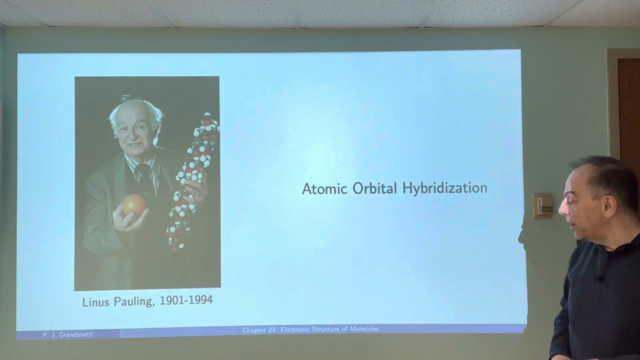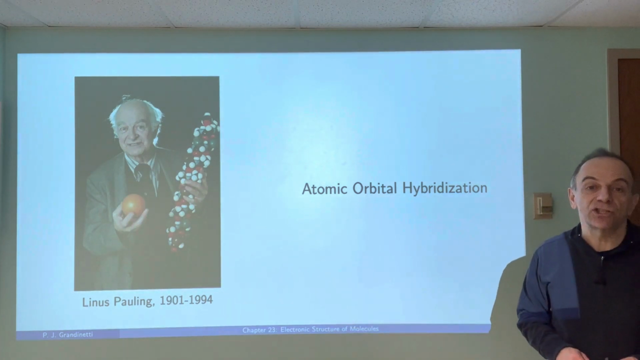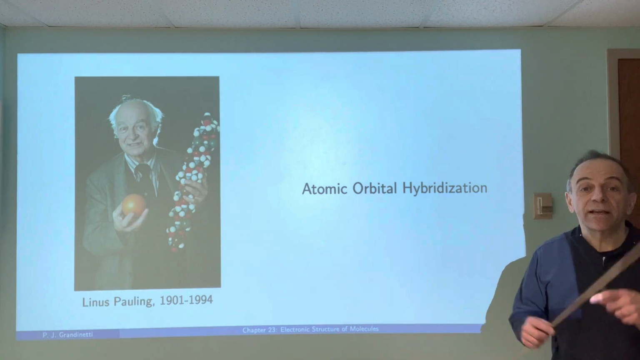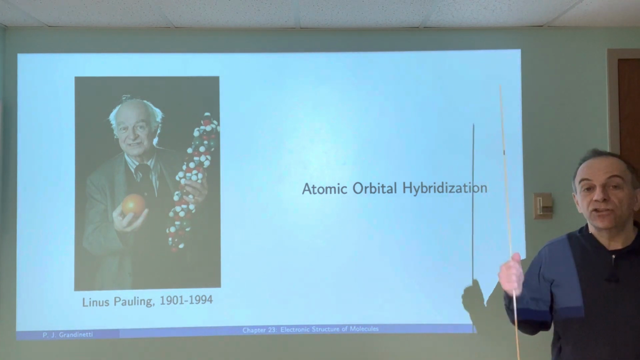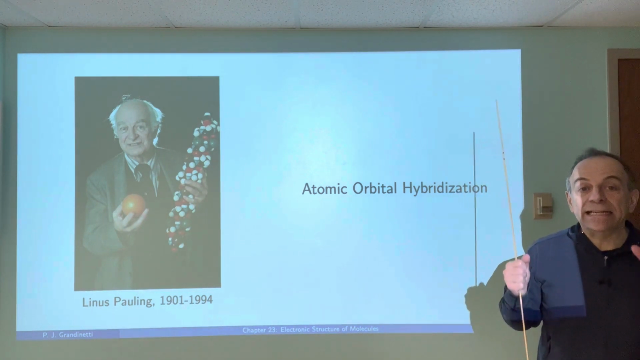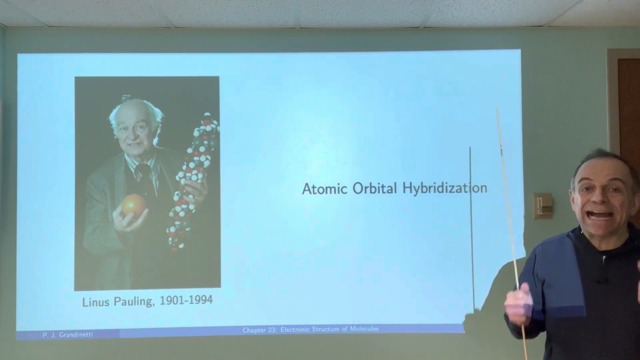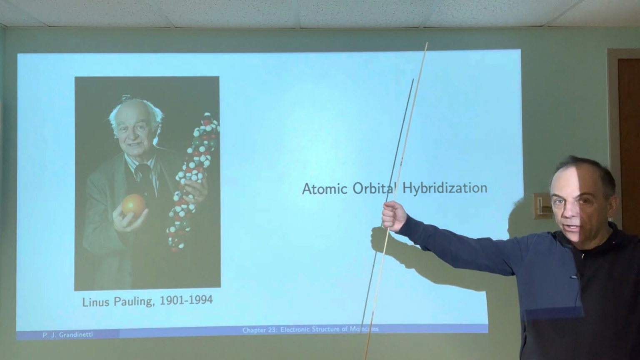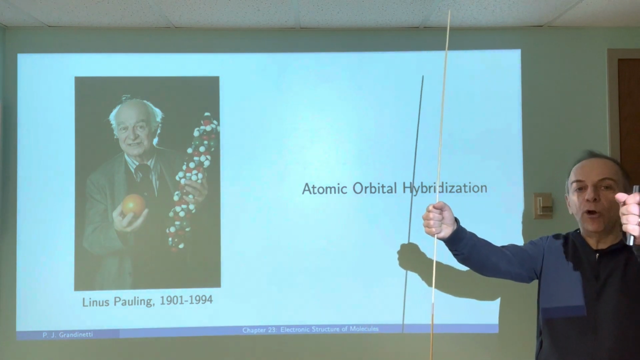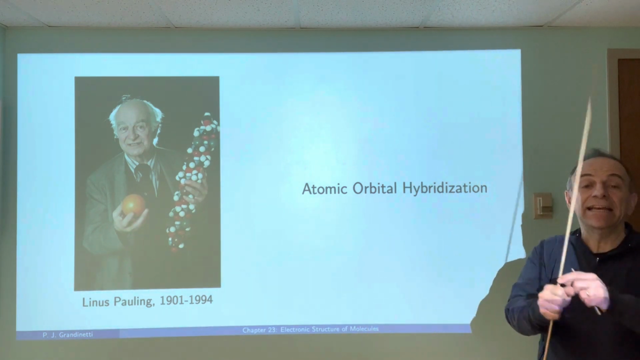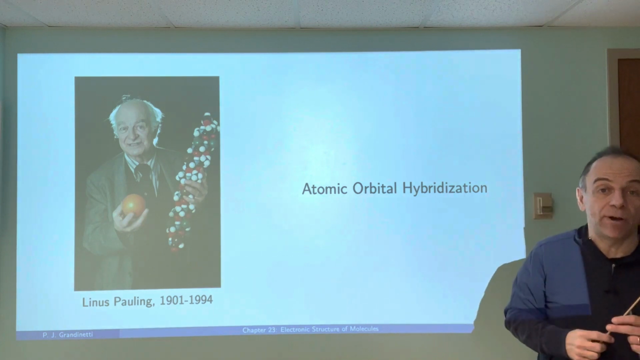Welcome back. In this video, we're going to continue Chapter 23 on electronic structure of molecules. And we're going to continue with this idea of constructing molecular orbitals from a linear combination of atomic orbitals. And that idea worked pretty well for diatomic molecules, where we imagine the molecules coming in and the s and p orbitals were constructively and destructively interfering to form bonding and antibonding orbitals.